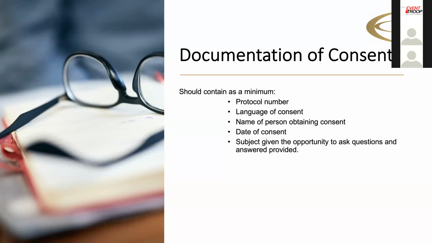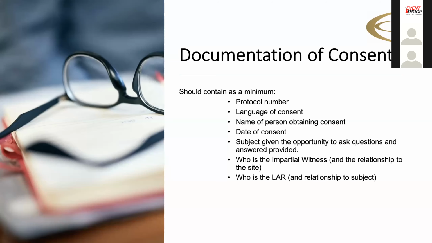If you really want, you can put down the subject asked these questions and these were my responses. This is your evidence of assessment of subject comprehension. If, for example, the subject is illiterate, we need to put down the impartial witness and, very importantly, the relationship of the impartial witness to the site. Because if you remember from yesterday, the impartial witness should be independent of the site and the institution. If there's a legally acceptable representative, we need to know who this was and their relationship to the subject.